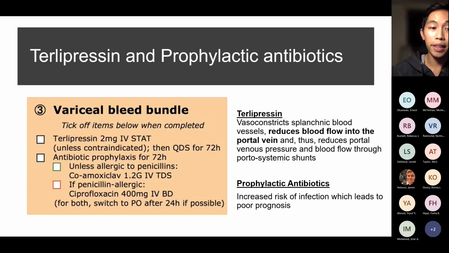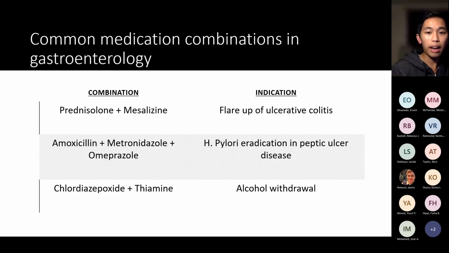Also, patients who have variceal bleeds are more prone to get infections. And if they do get an infection, that increases their morbidity and gives them a poorer prognosis in terms of their recovery. In terms of the other combinations in that question, this is what we use them for. The prednisolone and the mesalazine we use for a flare-up of UC. The amoxicillin, metronidazole, and omeprazole we give for H. pylori eradication, especially in peptic ulcer disease, and the chlordiazepoxide and thiamine we give in alcohol withdrawal.